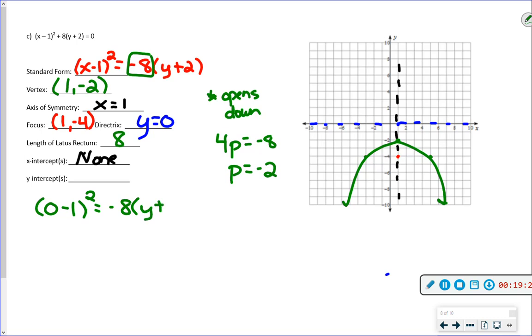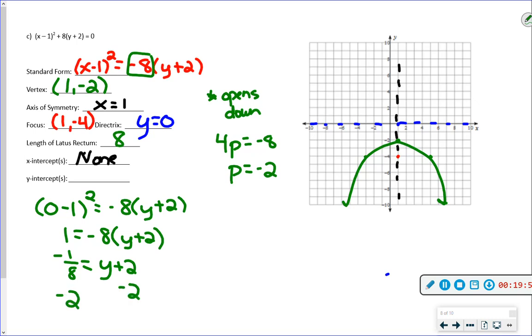And I got to just do a little calculating down here. 0 minus 1, negative 1, squared. Now, you have a choice. You could distribute negative 8 or divide it. I'm going to divide it just because I'm trying to get y alone. I'm trying to get rid of negative 8 and 2. So I'm going to divide by negative 8, fraction time, and I'm going to subtract the 2.